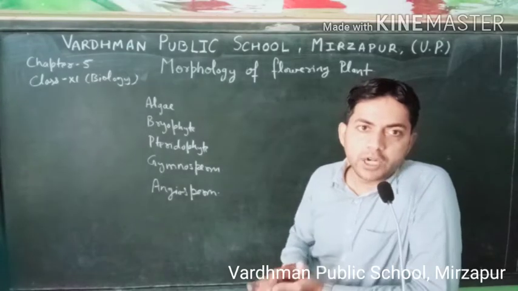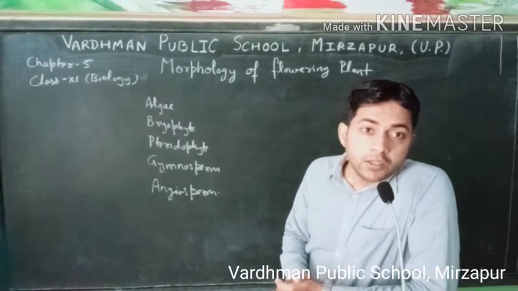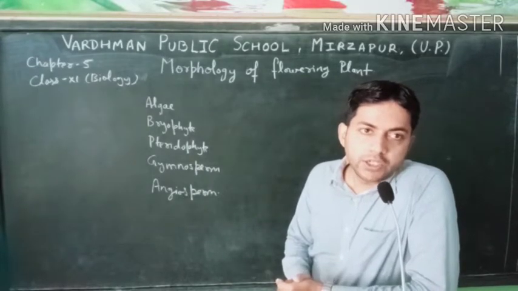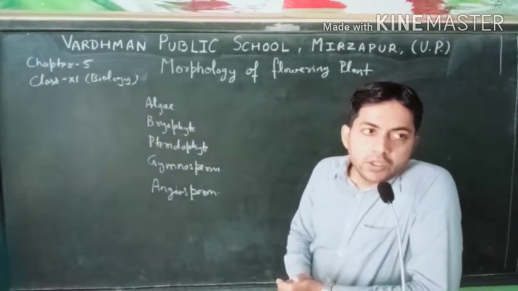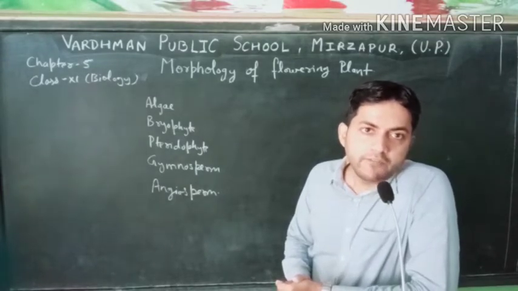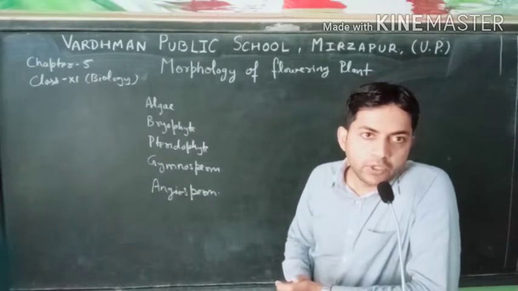I am going to start class 11th biology unit 2nd. Before it you have studied unit 1st, diversity in the living world. In that chapter you studied the various types of living organisms which exist on the earth, such as bacteria, fungus, plant, animal and protozoans.